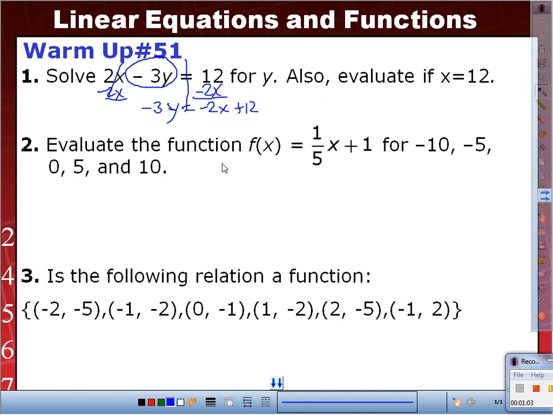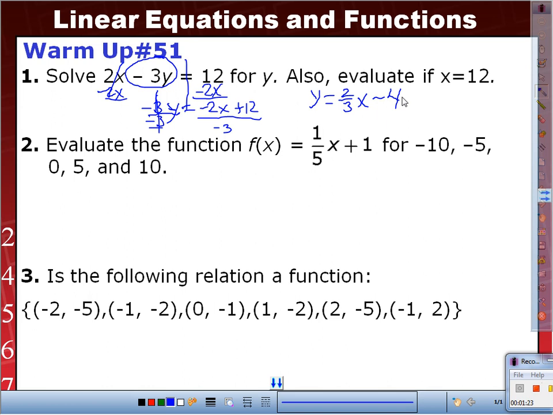All right. From there, what's the last step? Divide by negative 3, divide by negative 3. I end up with y equals negative 2 divided by negative 3 is 2/3 x. 12 divided by negative 3, that's negative 4. Hands if you got that so far. Very good.